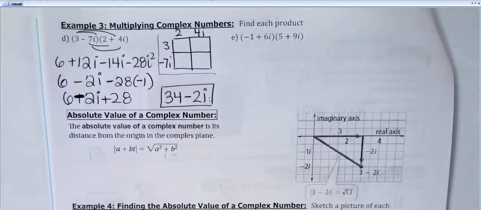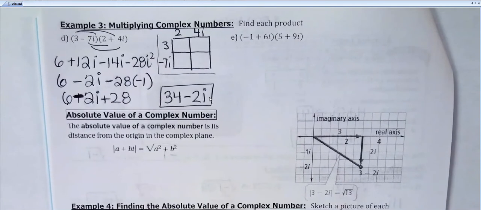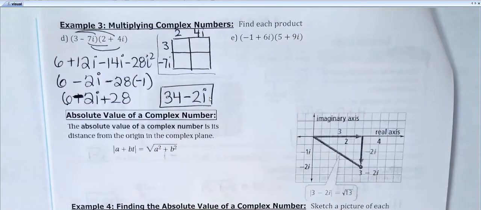It's a lot of work, and if you're comfortable with the i squared being negative 1 and doing that real quick and skipping that step, that's totally fine with me. Why don't you guys try to FOIL this one out? Or use a box if you like the box. The numbers are a little bit bigger than what I was just working with when you get your answer. Just remember, i squared becomes negative 1.